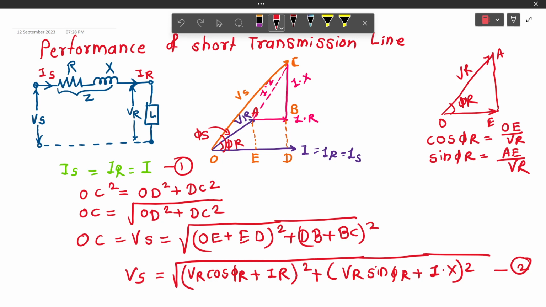By using this Is and Vs, we can calculate the parameters. Power factor at sending end, cos phi s, can be calculated using this triangle ODC. For ODC, cos phi s is equal to OD upon OC. As we know, OD can be written as VR cos phi r plus I into R, upon OC as Vs. So this is the power factor at sending end.